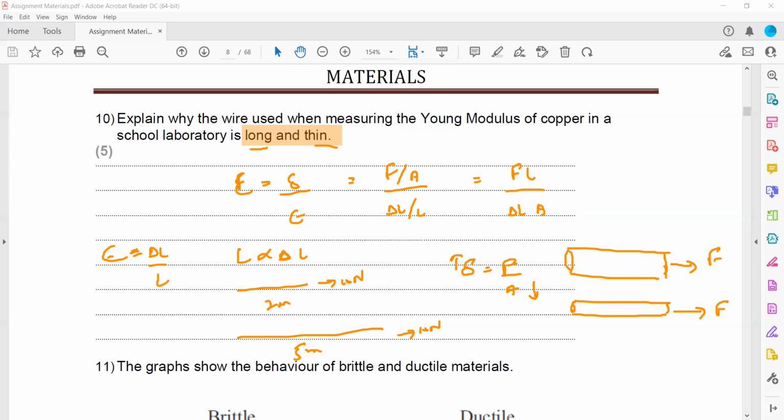And the second thing, why should the wire be longer? A longer wire will show a greater change in length as compared to a shorter wire. Is it clear? Question 10.